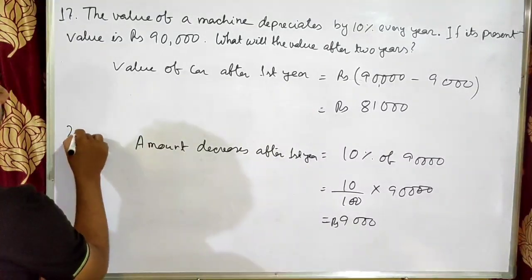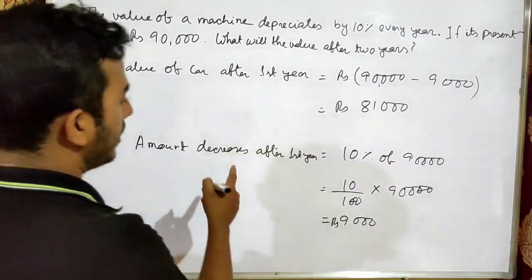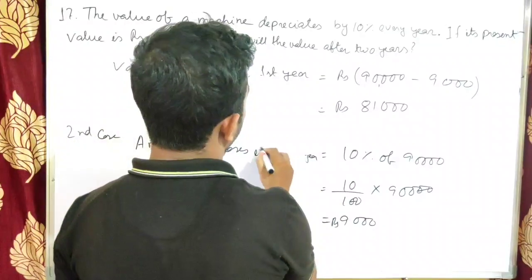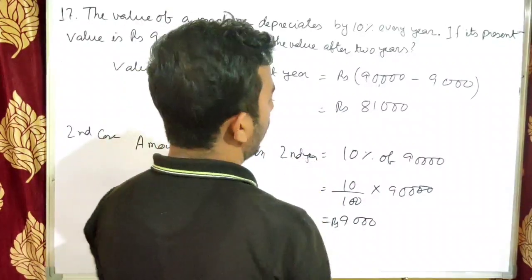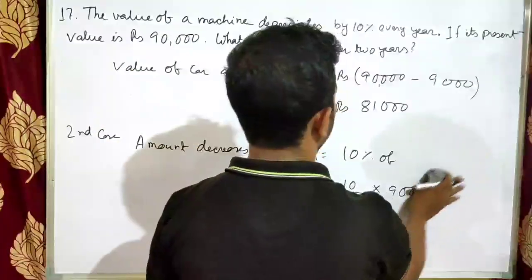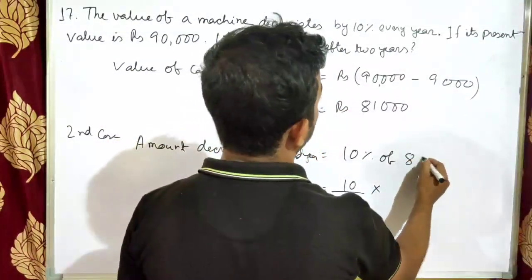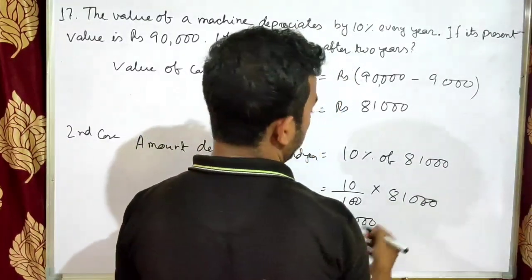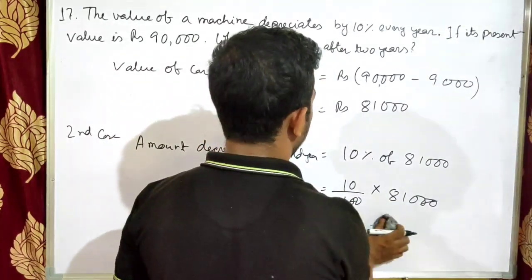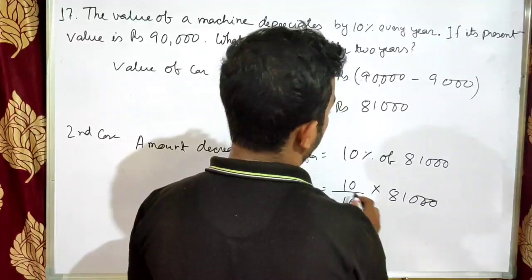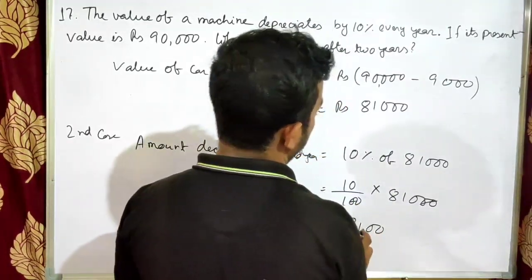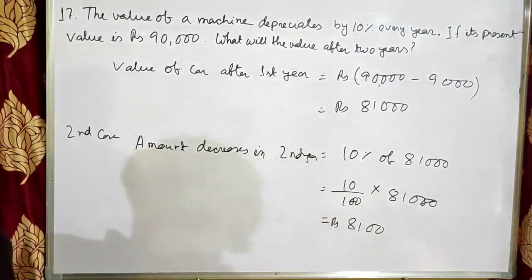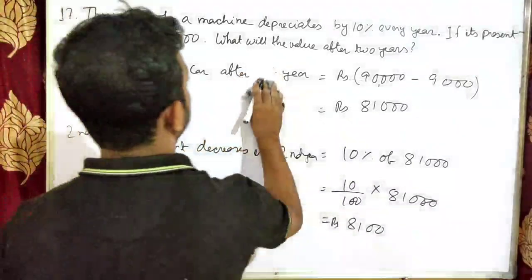Second case. Amount decreases in the second year. What? 10% of that amount. Not 90,000. Here it will be 10% of 81,000. 0 cancel. Left is 81 into 81, then 00. So it is 8,100 that decreases in the second year. Okay, so now we'll write the value of the car after the second year.